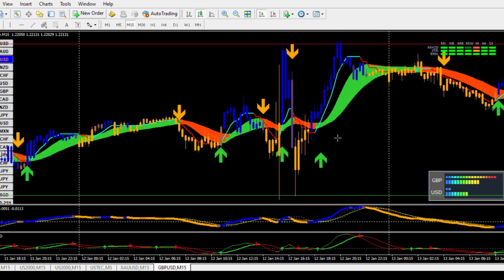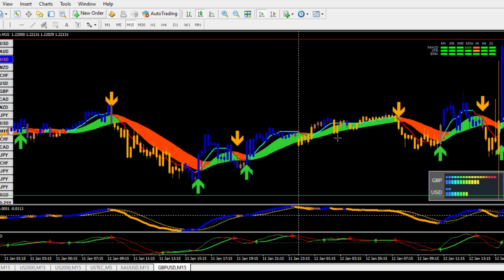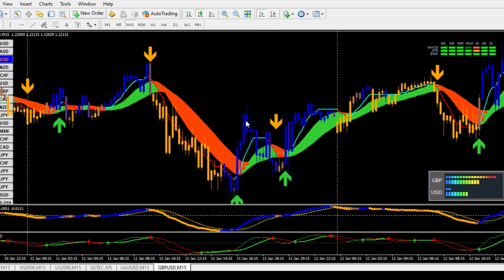So this is how to use this strategy. There's no big deal about it. Just make sure all the indicators are in agreement. Now let's check this out.